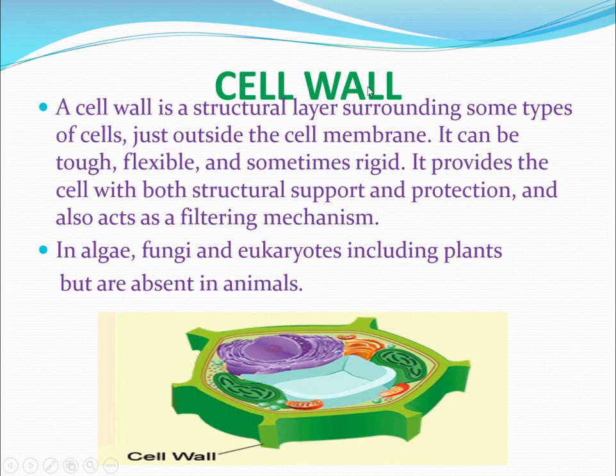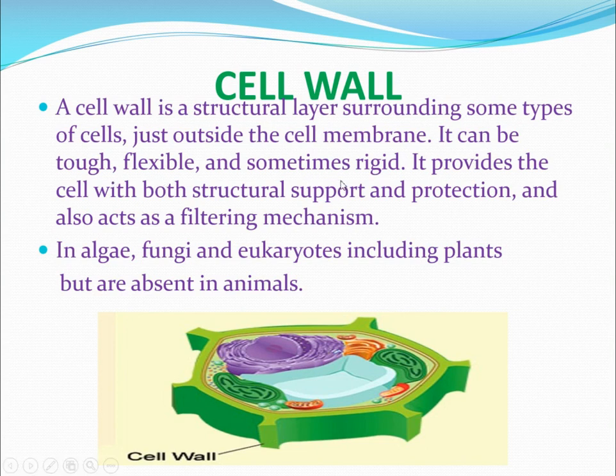So this is the cell wall. It is an exception in the animal cell. Animal cells don't have a cell wall. They have the cell membrane as the outermost covering, but in plant cells, over the cell membrane we have another layer, the cell wall, which is the outermost part of the plant cell. The cell wall is a structural layer surrounding some types of cells, just outside the cell membrane.